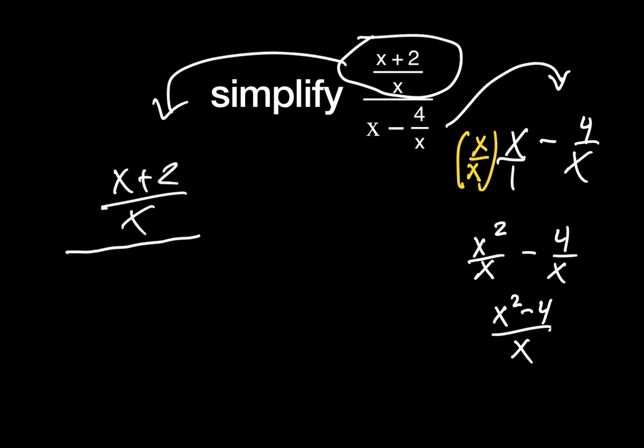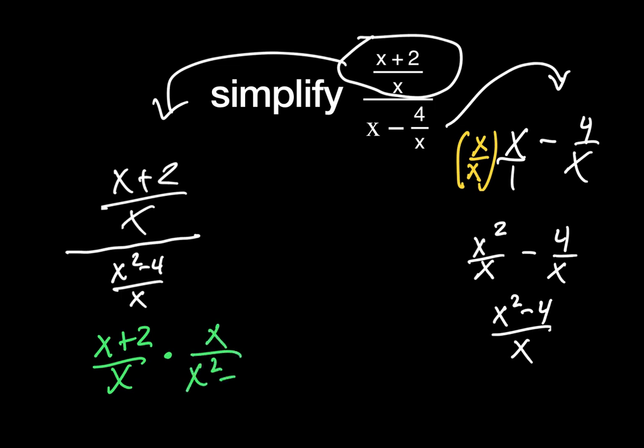With the original problem, that's how I rewrite it. So I've got this in the numerator. I have this in the denominator. After we have our numerator and denominator as single fractions, then I can remember the rule that says when you divide by a fraction, that is the same thing as multiplying by the reciprocal. X plus 2 over x times x over x squared minus 4.